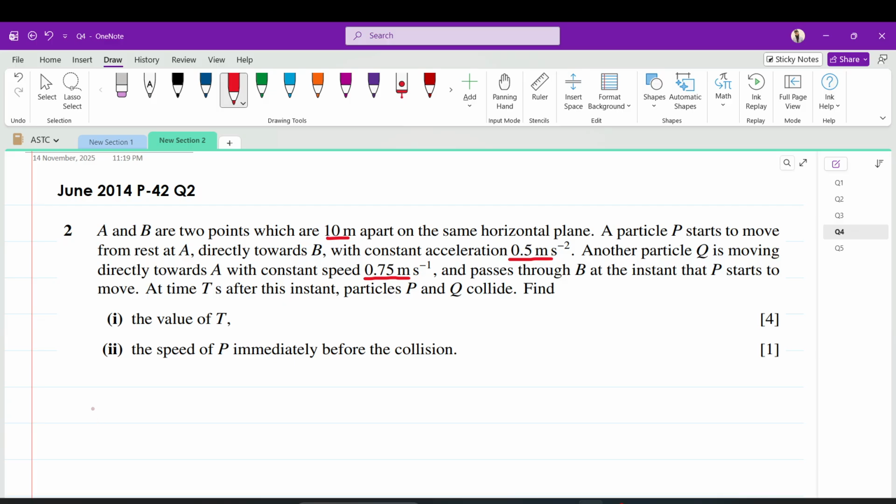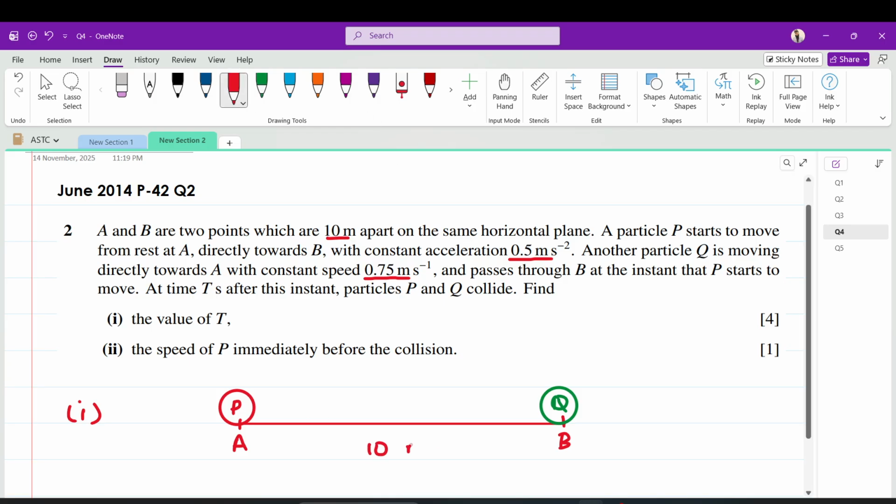First we will draw a rough diagram so that we can see what's going on. Let's say this is point A and this is point B. There is a particle P at point A, and there is another particle Q which is at point B. What we know is that the distance between A and B is 10 meters.